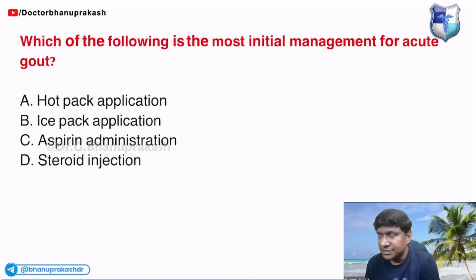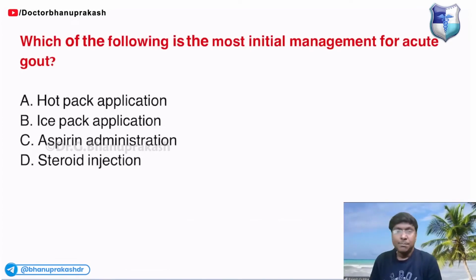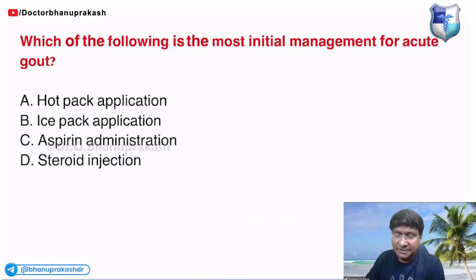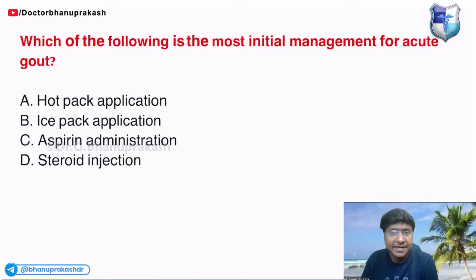Positively birefringent crystals are observed in pseudogout. In pseudogout, you will have positively birefringent crystals. And the name of the crystals is CPPD crystals, that is calcium pyrophosphate crystals.